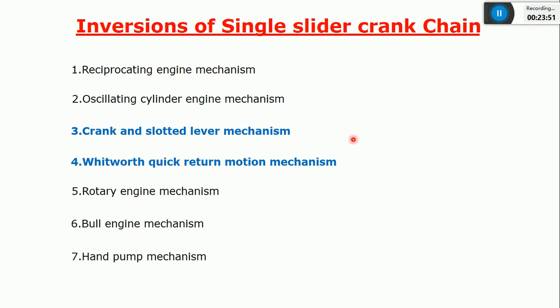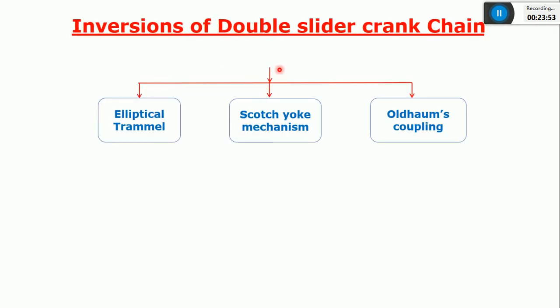I'll list down the inversions of the double slider also. This is the double slider crank chain. It also has 3 inversions. First is the elliptical trammel, then Scotch yoke mechanism, then Oldham's coupling. Elliptical trammel, Scotch yoke mechanism, and finally Oldham's coupling. These 3 are there for your syllabus.